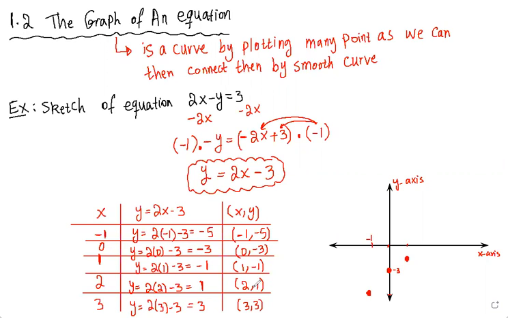This point will be like 2 and 1. So the x coordinate is 2 and the y coordinate is 1. So this is 2, and this is 1. Again here, 3 and 3. So we'll go to the 3 and 3 in the y coordinate. It will be like here.